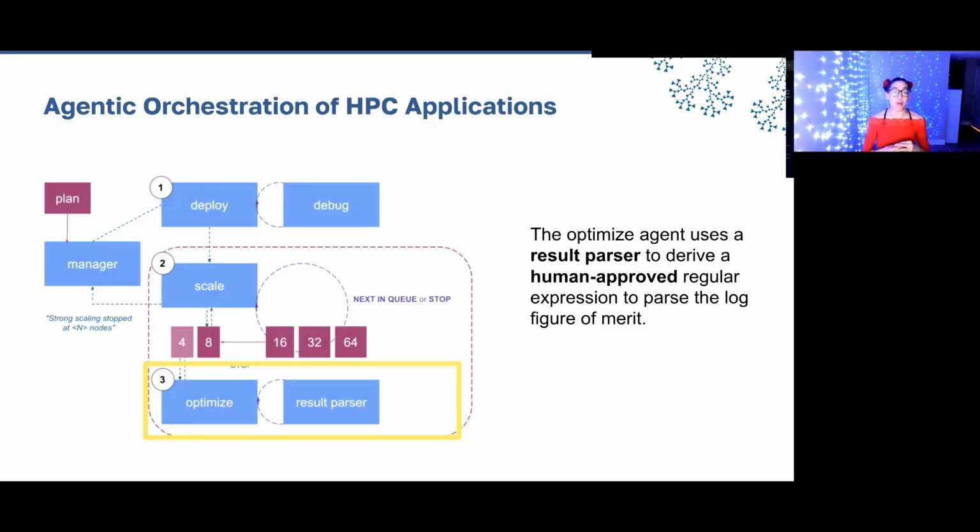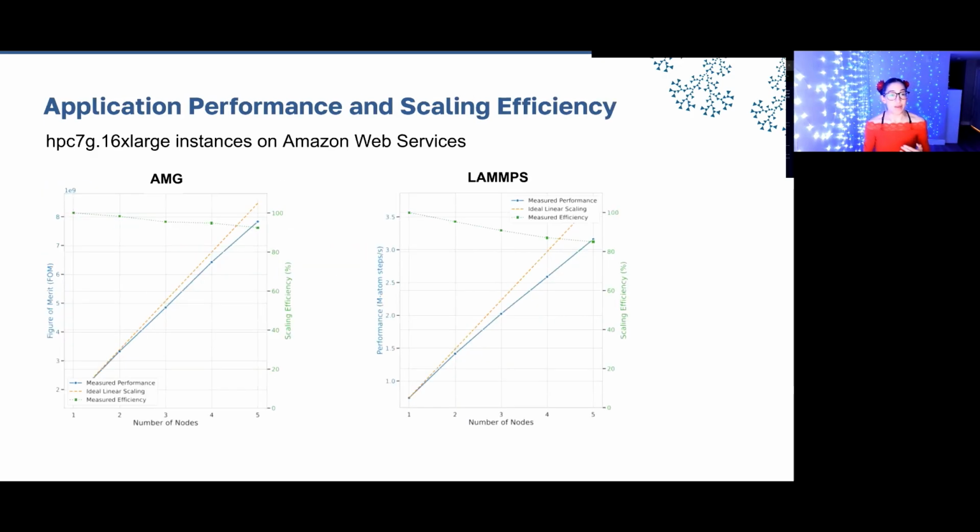I mentioned the result parser because it is an example of collaboration between human and agents. The result parser is going to generate a regular expression, parse the result file, get, for example, a figure of merit, show it to you, the human, and say, hey, does this look okay? Is this what you wanted? And then you can proceed, cache that, and use it in future runs.